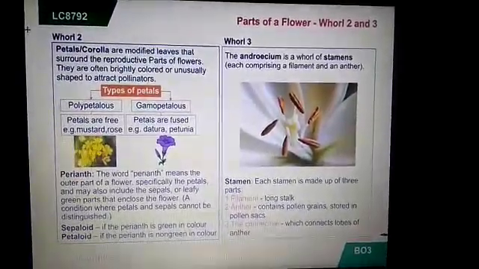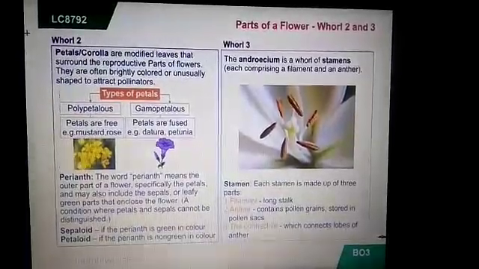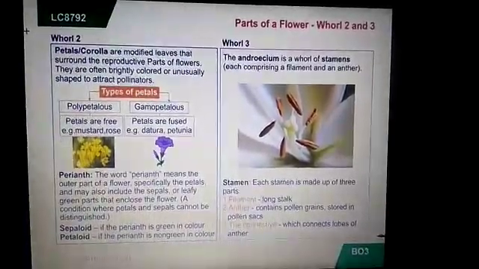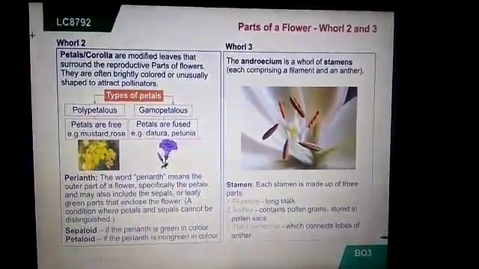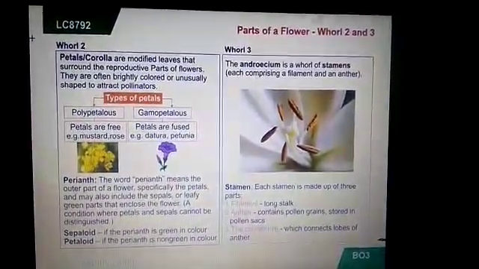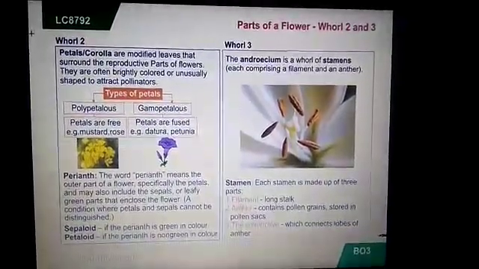Sepaloid means the perianth is green in color, that means they cannot be distinguished. And petaloid means the perianth is non-green in color, it might be of any color because petals are colorful. So if it is a petaloid flower, then it will be in different colors.